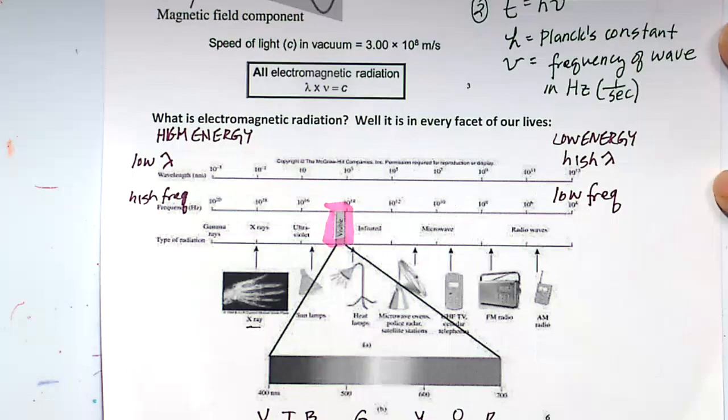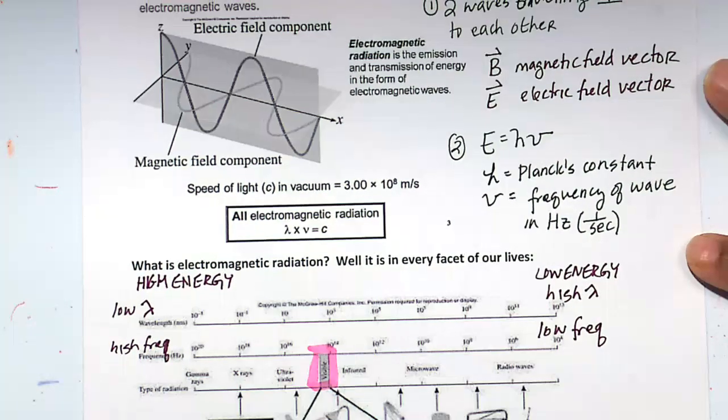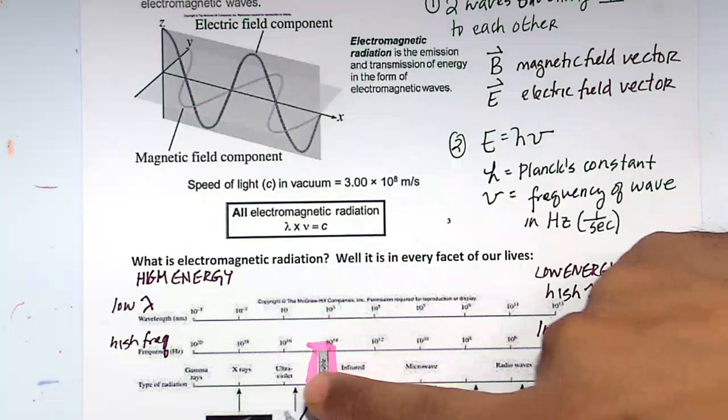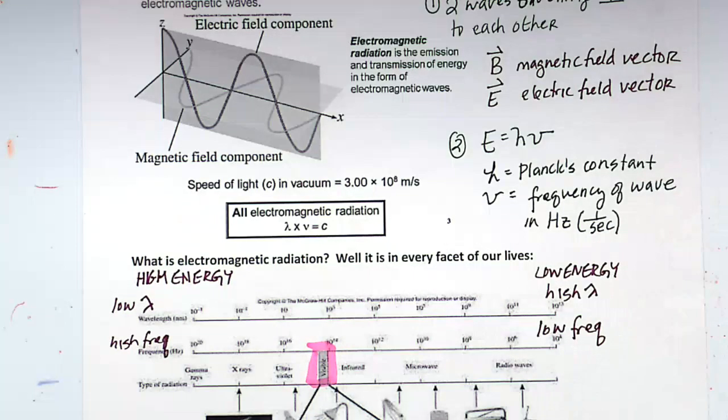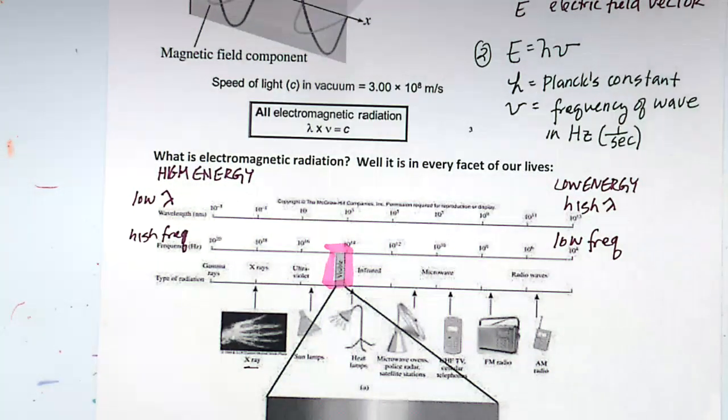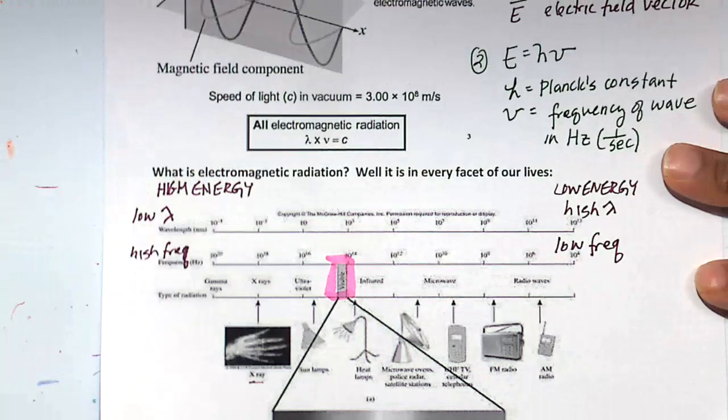All right, so that is the electromagnetic spectrum. Really every facet in our lives, right? Microwave, infrared, UV. UV is from the sun or the tanning beds. They're actually pretty harmful. They have enough energy to mess up your DNA. They cause your DNA to clump. So UV radiation is not so good in some aspects.